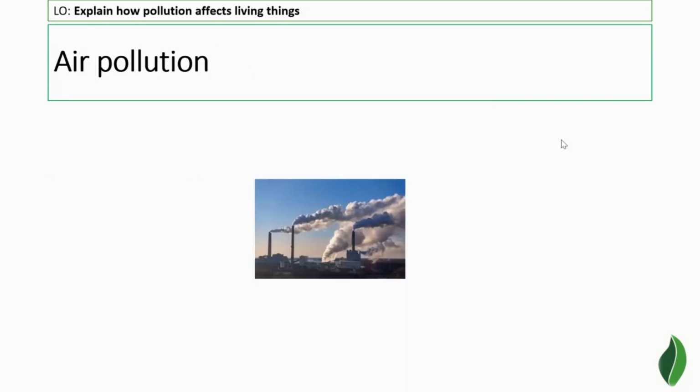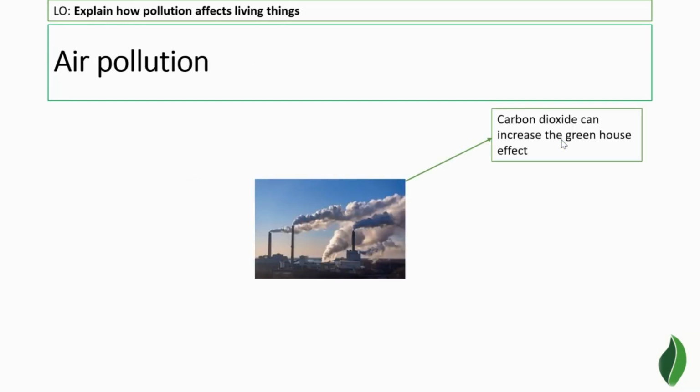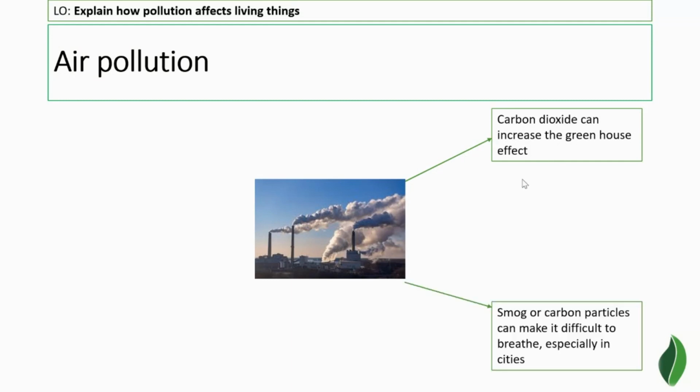Okay, animals also lose their habitats. So air pollution. Carbon dioxide increases the greenhouse effect. Now we're going to look at the greenhouse effect in a couple of lessons' time when we look at climate change, but essentially what it does is it blocks the heat, the energy from the sun, leaving the earth, and therefore it gets warmer. It creates like a blanket layer on the outside of the earth, so there's an increase in the global temperature. Smog or carbon particles can make it difficult to breathe, especially in cities. So people who suffer from asthma are going to find this especially difficult, but it also affects animals as well, because there are particles in the air which shouldn't be in the air, and they're being breathed in.